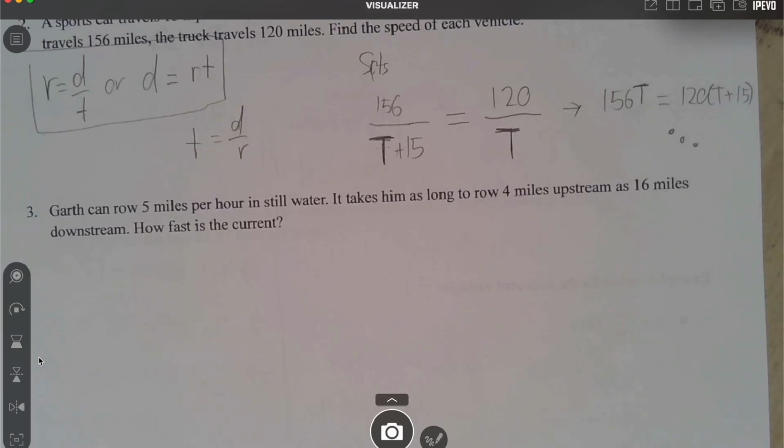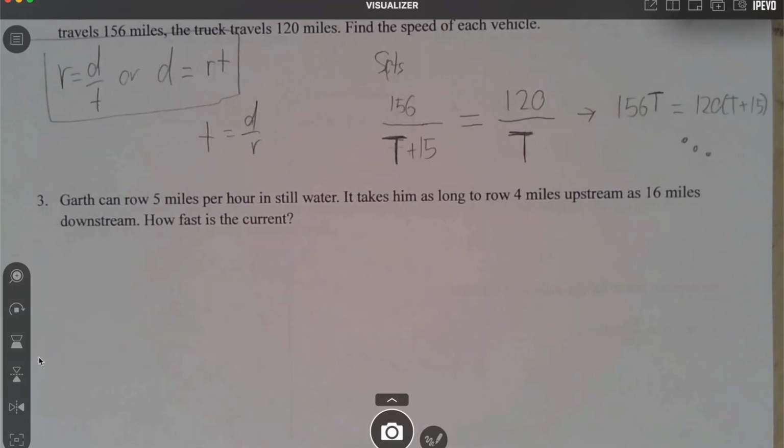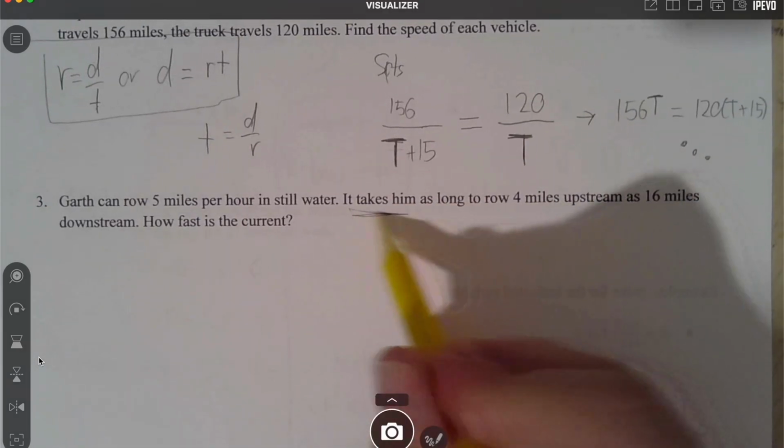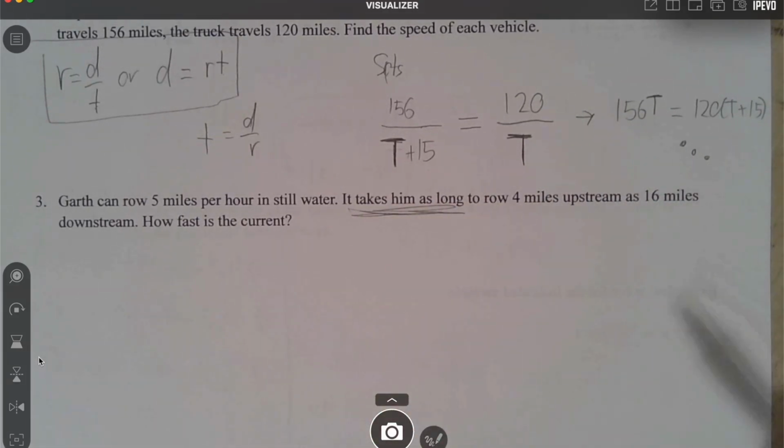Up next, let's see here. Garth can row 5 miles per hour in still water. It takes him as long, interesting, so once again that's a time measurement there. That's kind of confusing because long could mean distance as well. But it takes him as long to row 4 miles upstream as 16 miles downstream. How fast is the current?